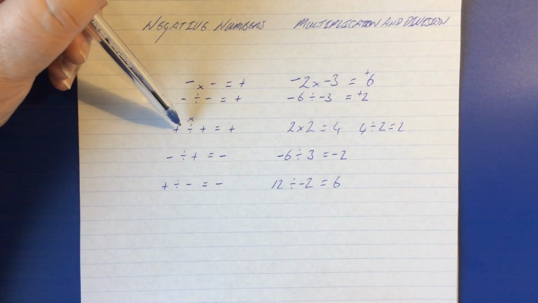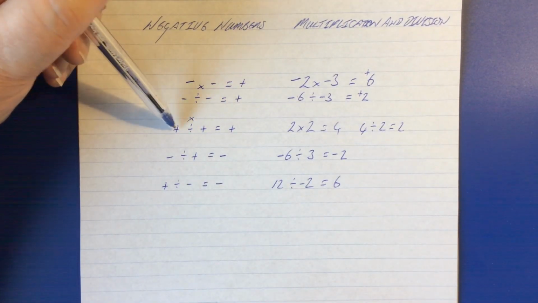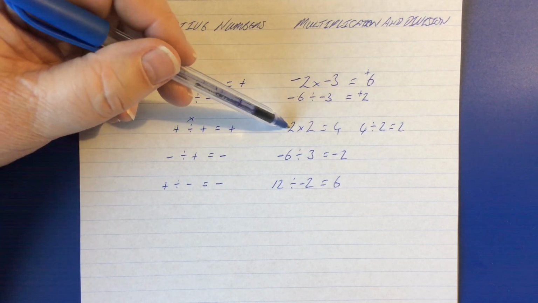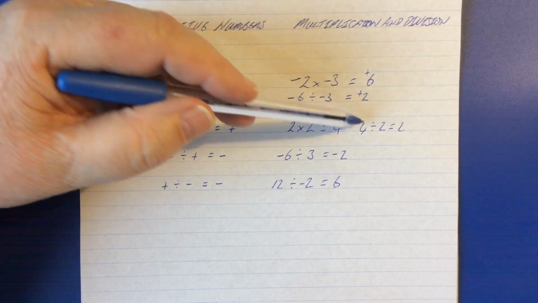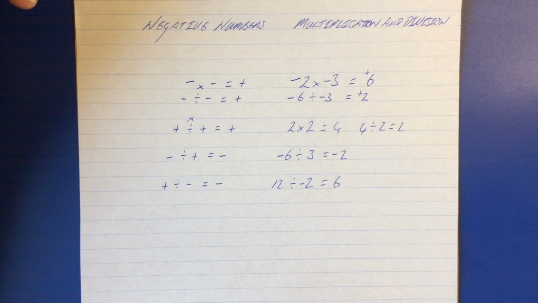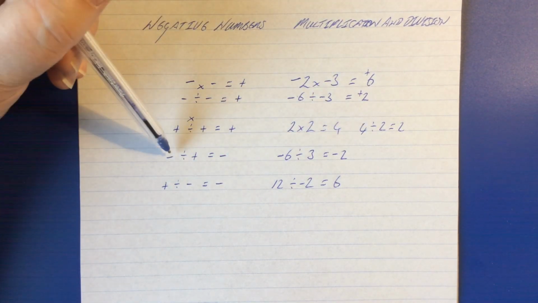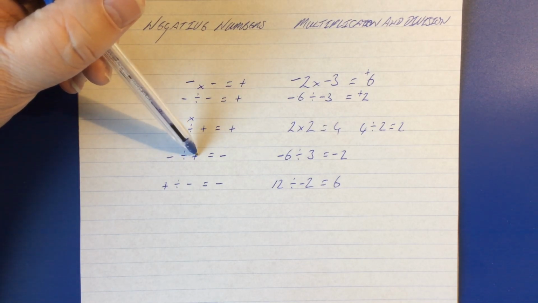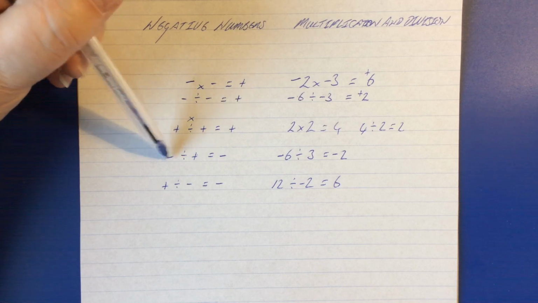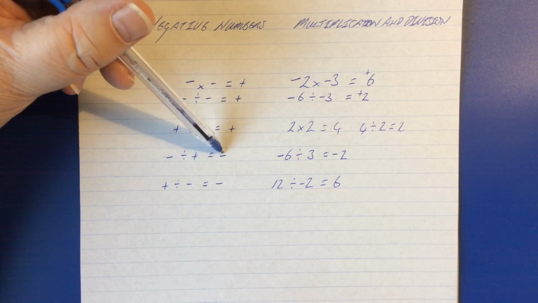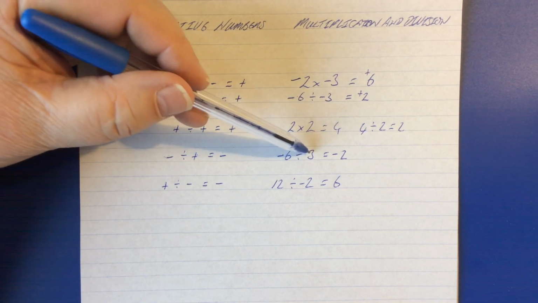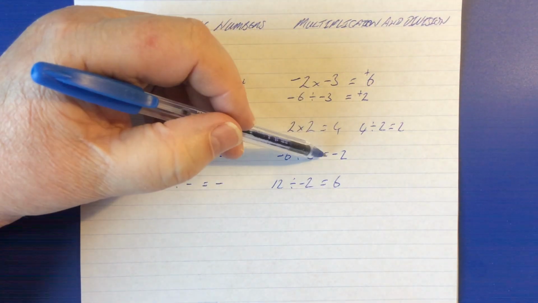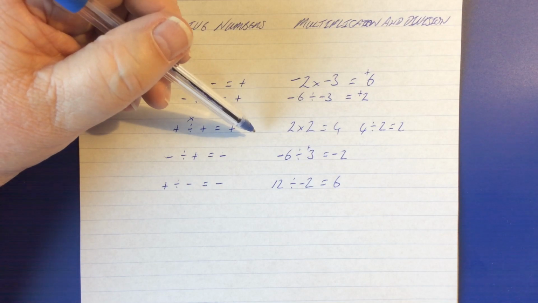Now, where we've got positives either multiplying or dividing each other, everything stays the same. Everything is positive. Nice and simple. Where we have a negative divided by a positive, note these two signs are different, we wind up with a negative. So negative 6 divided by 3, we can call that positive 3 if you like, equals negative 2.